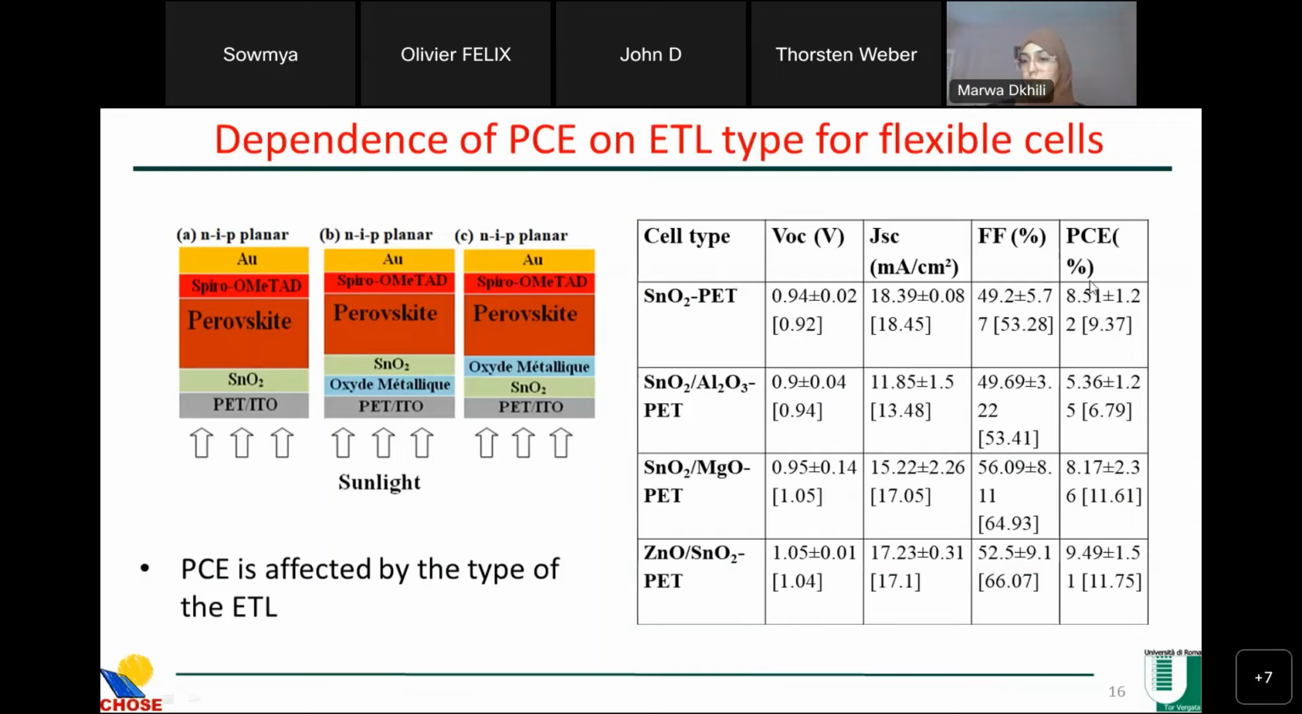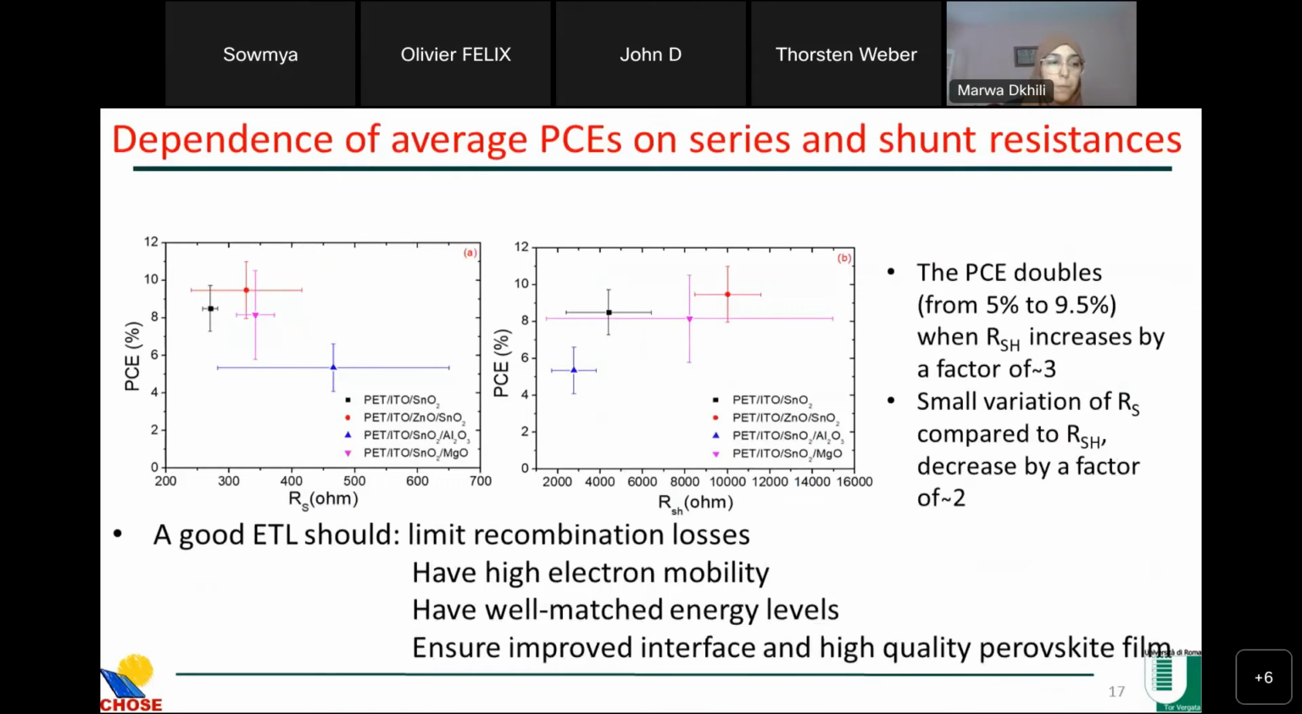So as we can see here, the efficiency is affected by the type of the ETL. So every time we change the ETL on the PET, there is a new efficiency. So for this purpose, we have studied the dependence of the efficiency on the series and shunt resistance. We can see that for the shunt resistance, the efficiency doubles from 5% for the bilayer on tin oxide aluminum oxide to 9.5% for the zinc oxide tin oxide, when the shunt resistance increases by a factor of 3, which is attributed to a limited recombination loss.